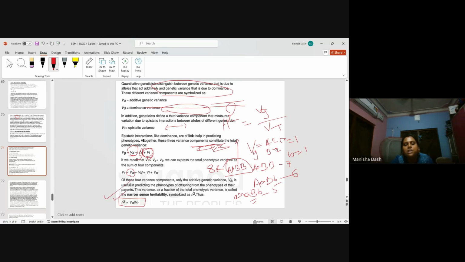Of these four variance components, only the additive genetic variance, that is VA, is useful in predicting the phenotypes of the offspring from the phenotypes of their parents. This variance, as a fraction of the total phenotypic variance, is called narrow sense heritability. Whereas broad sense heritability considers the overall genotypic contribution towards variance, narrow sense heritability only considers the additive component of the total phenotypic variance. It is represented by the letter small h squared.